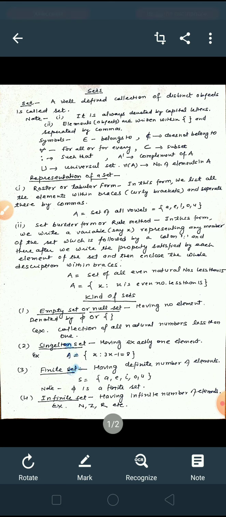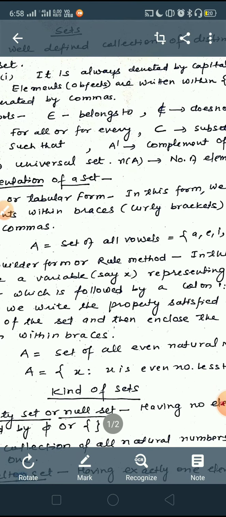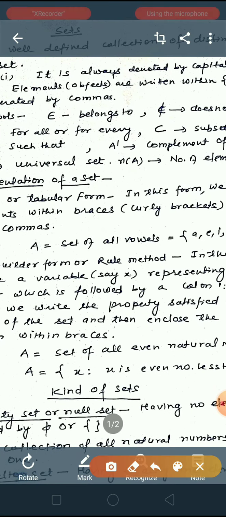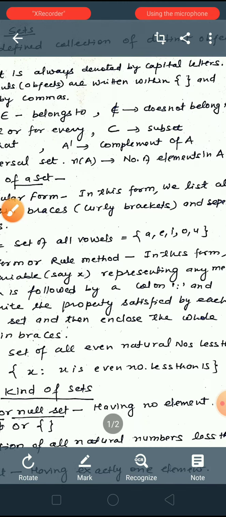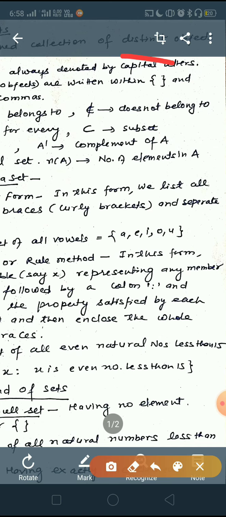Here you need to emphasize two words, which are well defined collection, and another word is distinct objects. Children, we first learn about these two words.